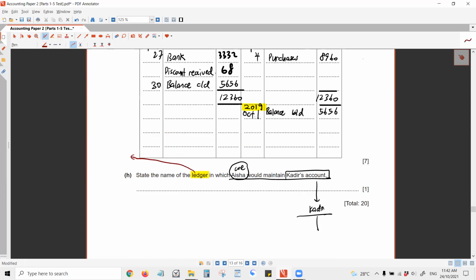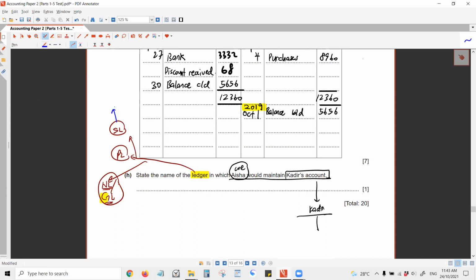In this book, there are 3 sections: sales ledger section, purchase ledger section, and the nominal ledger or the general ledger section. Synonym. Nominal ledger means general ledger. Don't get confused with general journal, seeing that there's this word general here. This has nothing to do with general journal. This is the section name, general ledger, or we call it nominal ledger.